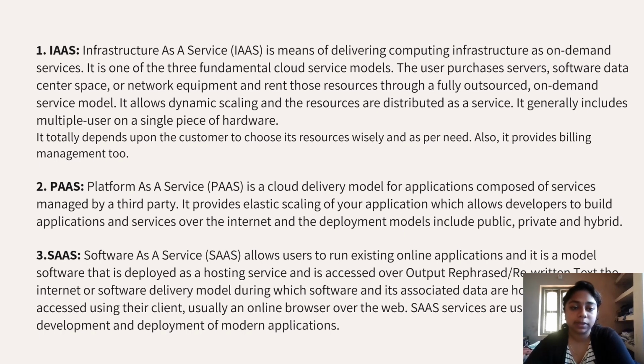First of all, infrastructure as a service. It is a way of delivering computing infrastructure as on-demand services. It is one of the three fundamental cloud computing models. The user purchases servers, software, data center space, or network equipment and runs those resources through a fully outsourced on-demand service model. It allows dynamic scaling, and the resources are distributed as a service. It generally includes multiple users on a single piece of hardware.